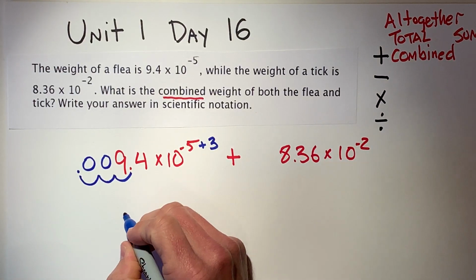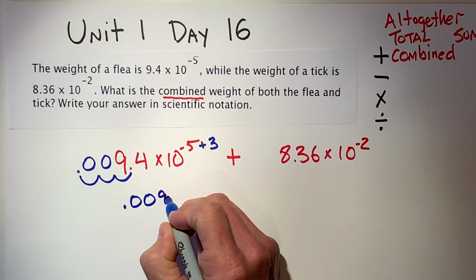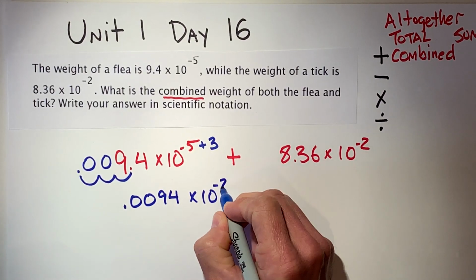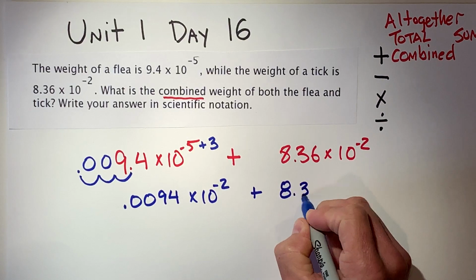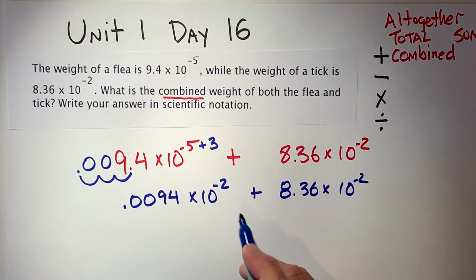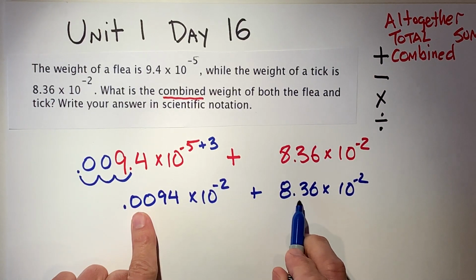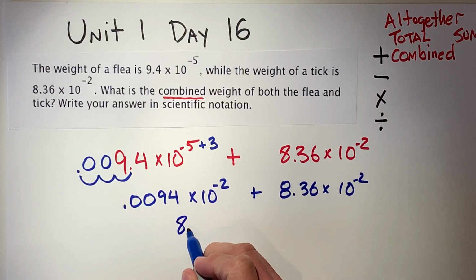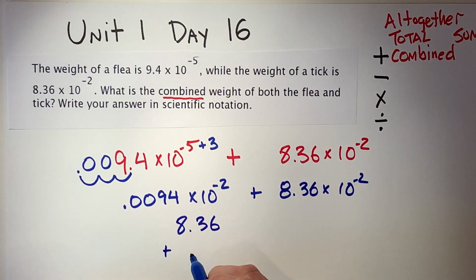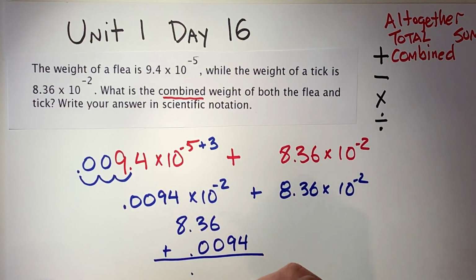So here's what I now have. I have 0.0094 times 10 to the negative second plus 8.36 times 10 to the negative second. And now that these are balanced, I put a smiley face next to those. I can simply add my first numbers. So I bring my first numbers together, 8.36 plus 0.0094. Notice I'm lining up my decimal places. Here we go. We have 8.3694. And we go ahead and continue to use the 10 to the negative second.